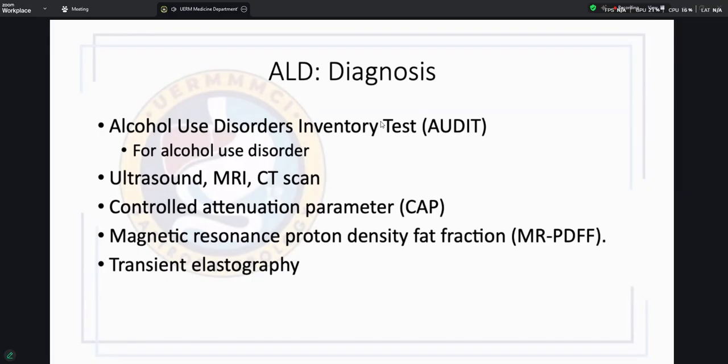These imaging tests actually check for the presence of steatosis or fat in the liver, but do not really determine who among these have alcohol-related liver disease. So you still have to identify who have the risk factors for ALD, and you still have to rule out other possible causes of the fat accumulation.